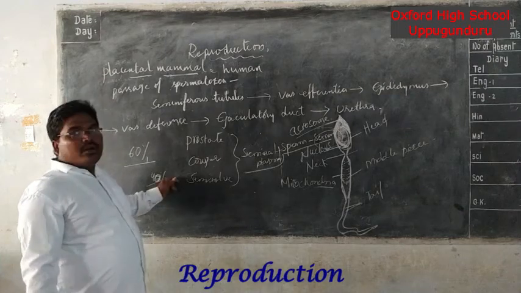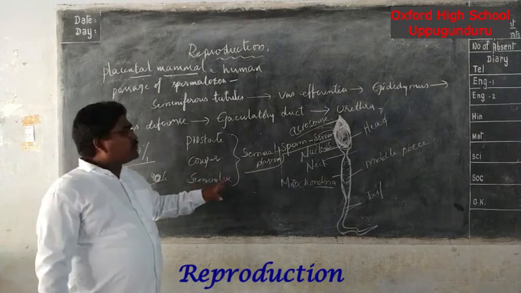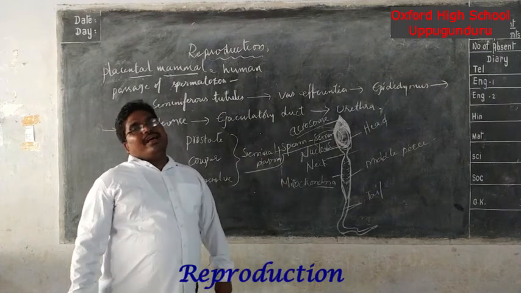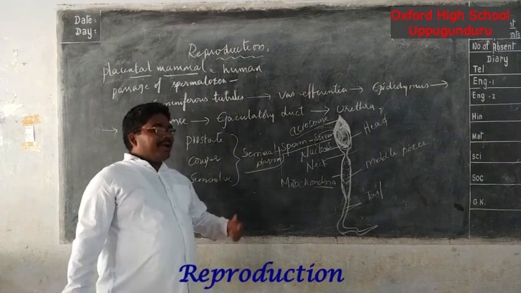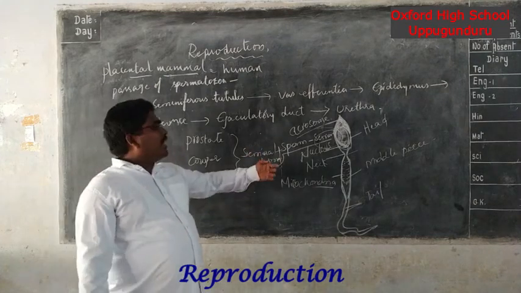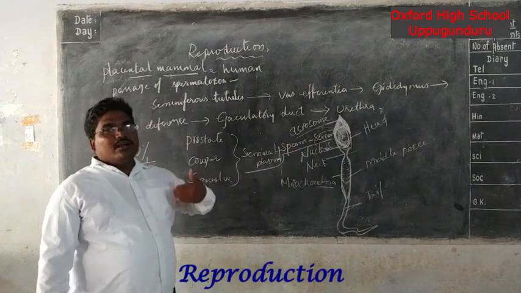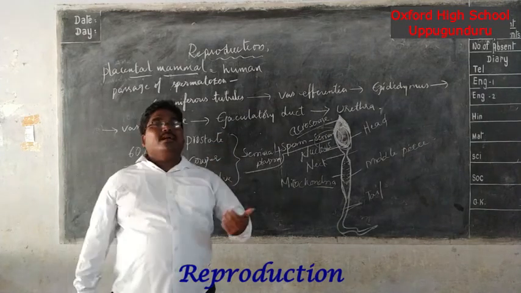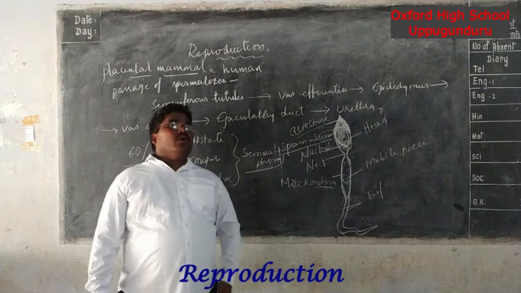Okay? So a man can produce sperms from the age of 13 to 14 years onwards, from the beginning of adolescence. A man can go on releasing sperms throughout his life, but the capacity for releasing sperms also decreases as he gets older.